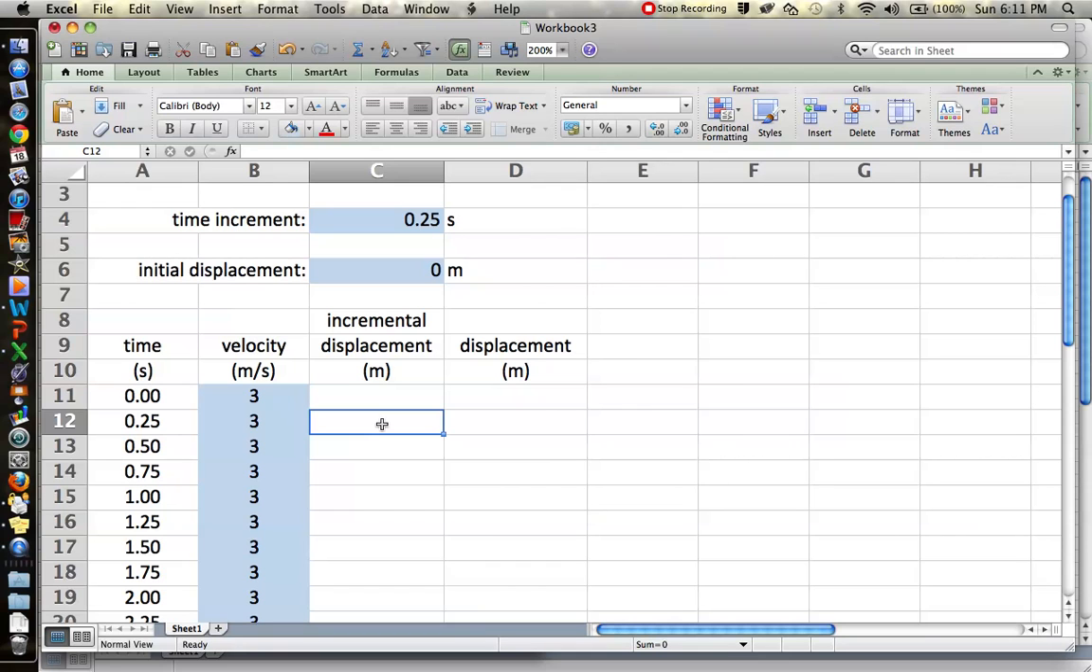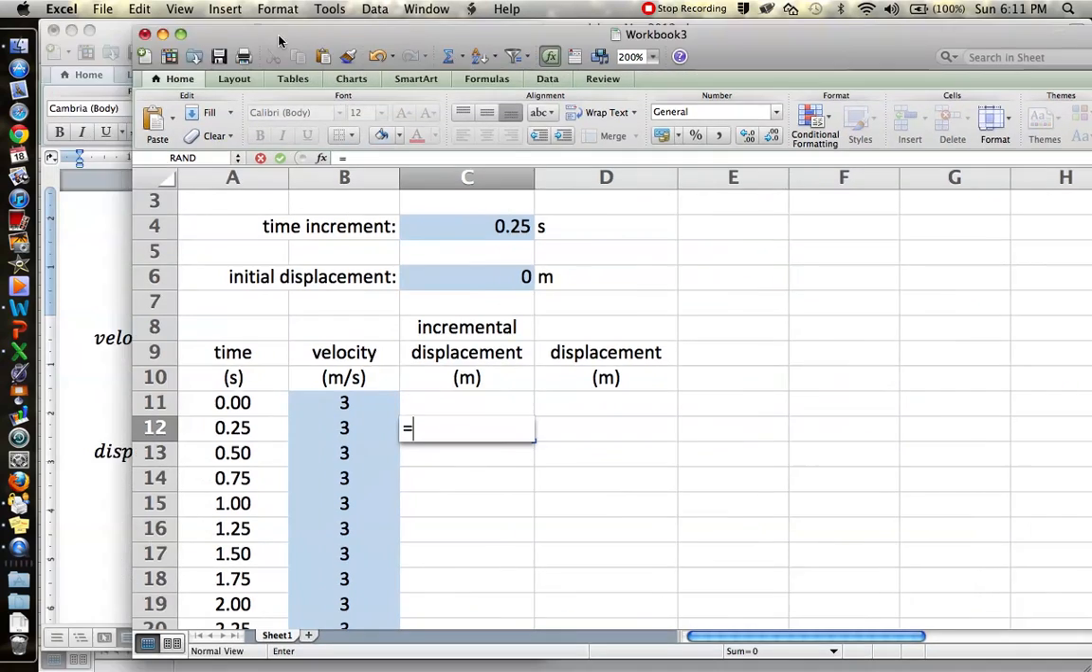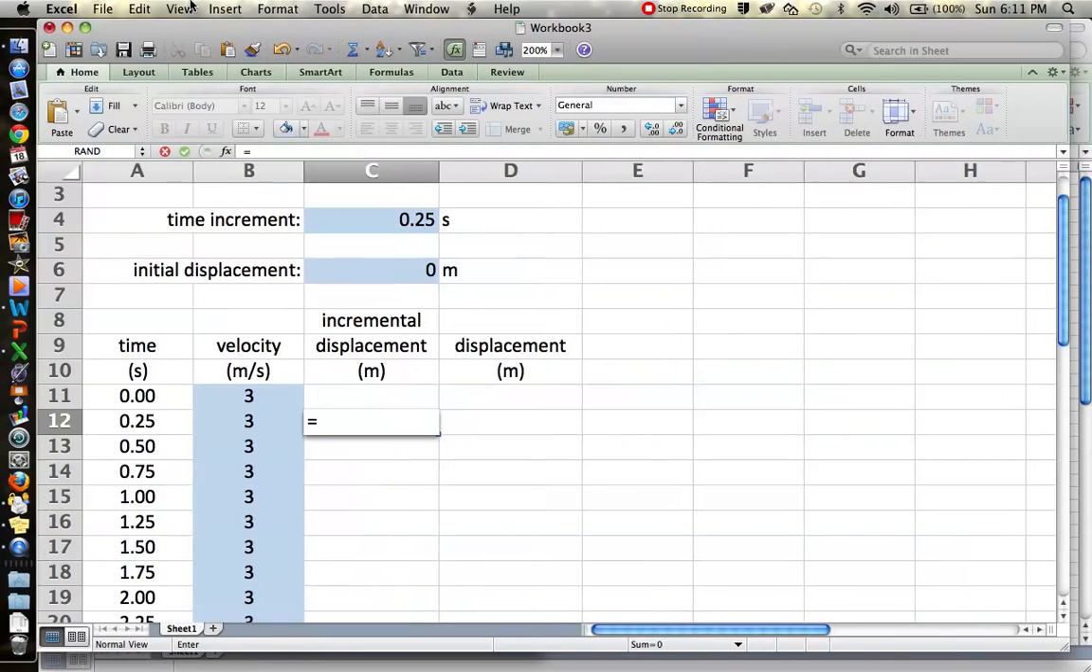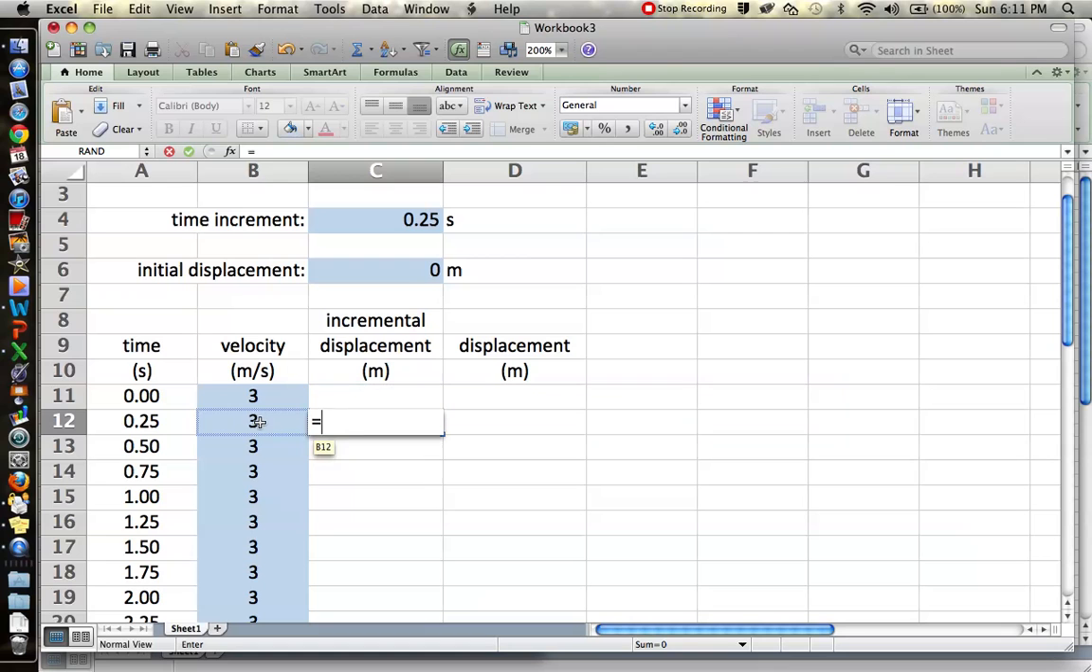Here we're going to write down how far we've gone in 1/4 of a second travelling at 3 meters per second. So we need a formula equal to, and let's just remember that using this statement about velocity, we rearrange it to make displacement the subject of the equation, and we get displacement is velocity multiplied by time. So here we're going to go velocity multiplied by time. It's this one here.